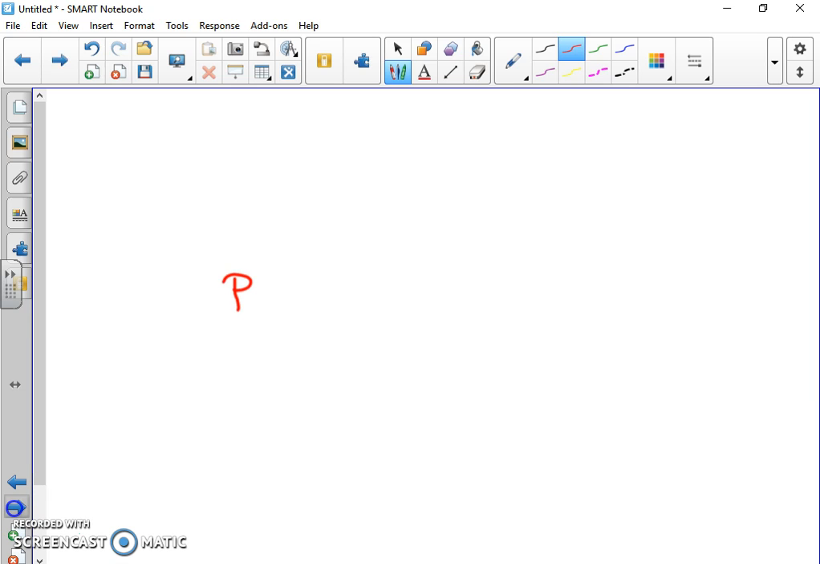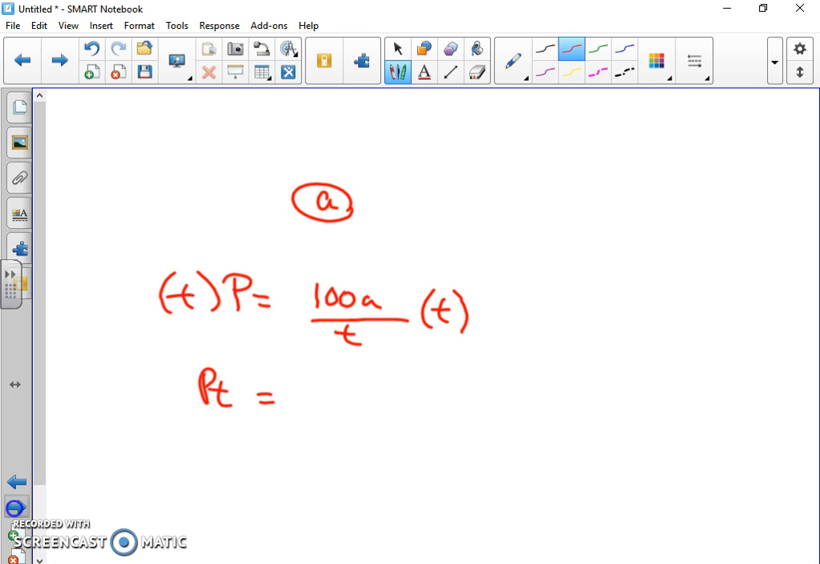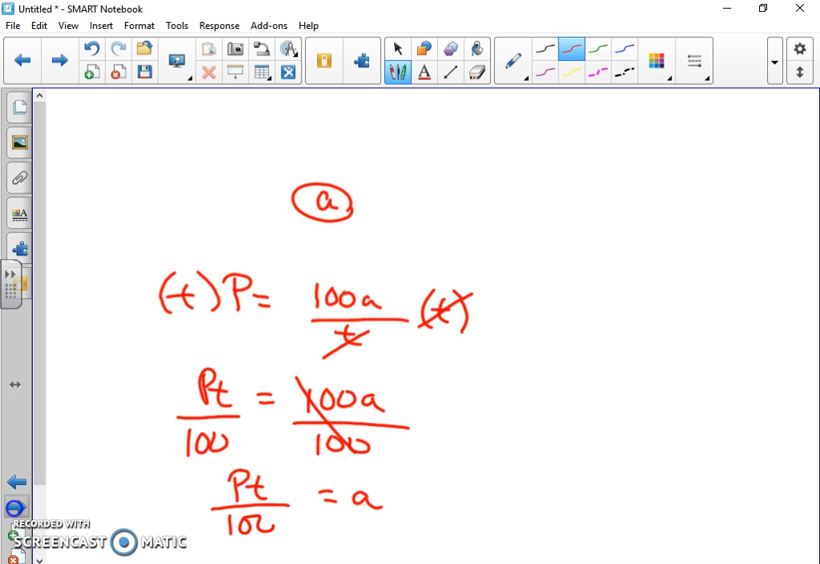Last example, and hopefully this will help you so you can study for your test. This one you need to solve for a. So let's get rid of the t first. So multiply by t, or get rid of that denominator. So I'm going to say pt equals 100a. And now we're going to divide by 100 on both sides because we want a by itself. So a equals pt over 100.